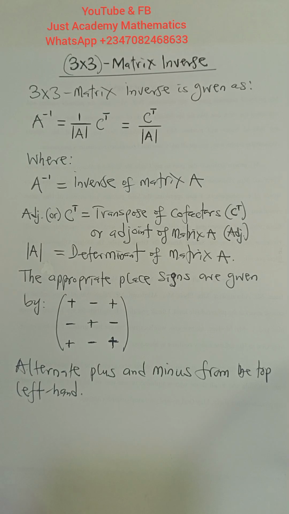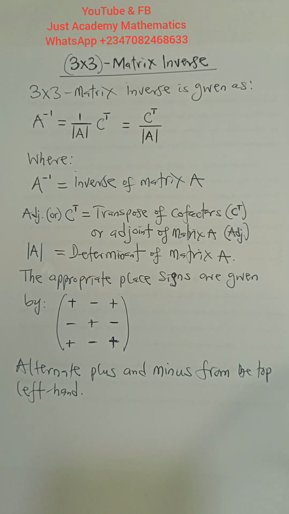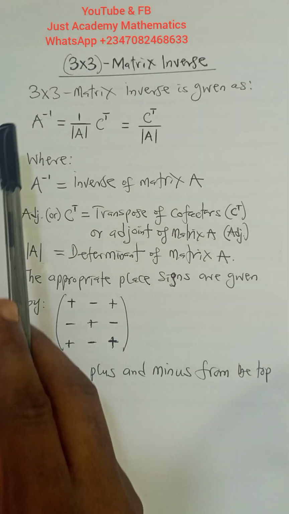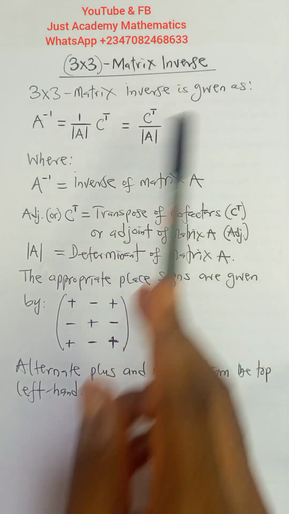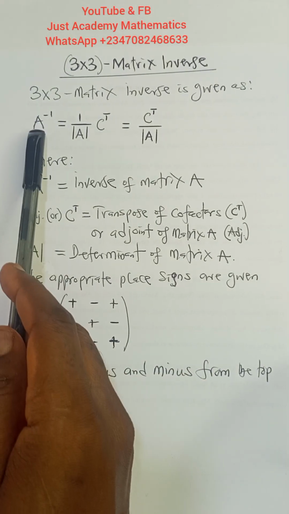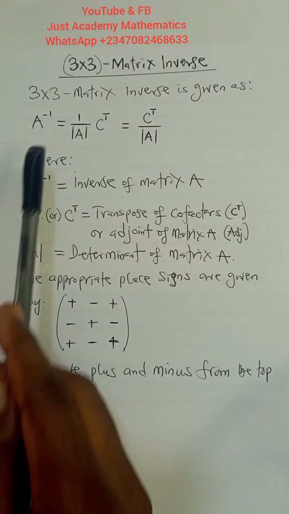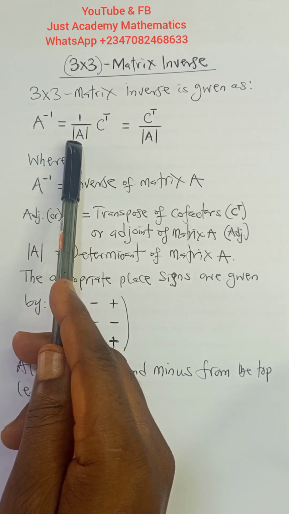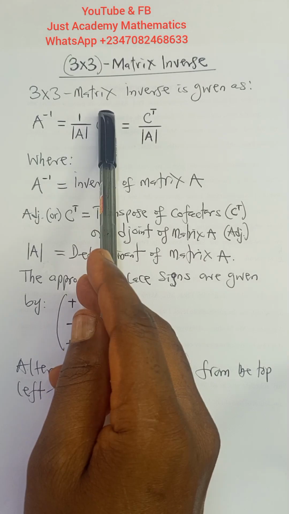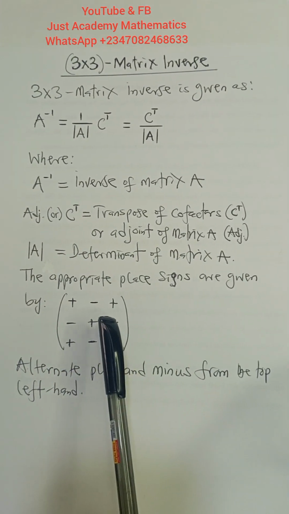I've done a little write-up here for you, just a kind of intro to give you the foundation of what we're going to be doing today. Now, 3x3 matrix inverse is given as, let's assume we have a matrix A. So A inverse, which means A raised to the power of -1, is equal to 1 over determinant of A times cofactor transpose. Now this cofactor, I will show you how to calculate it.